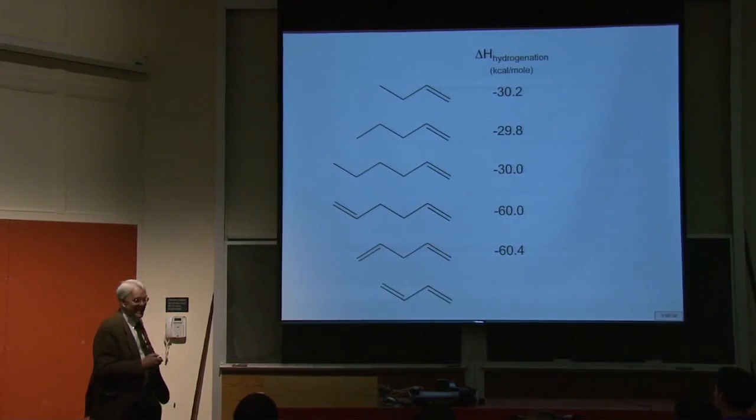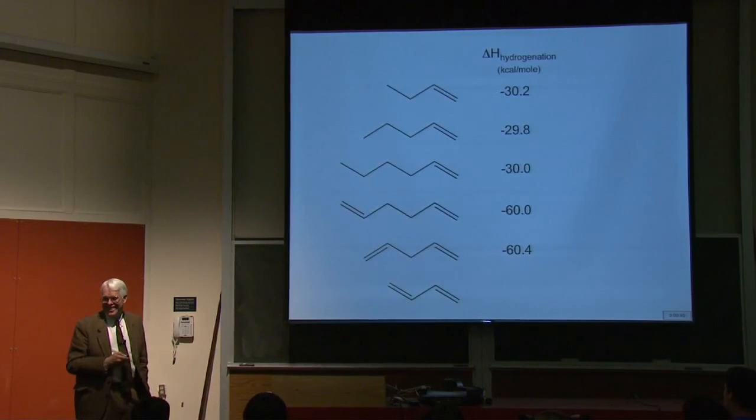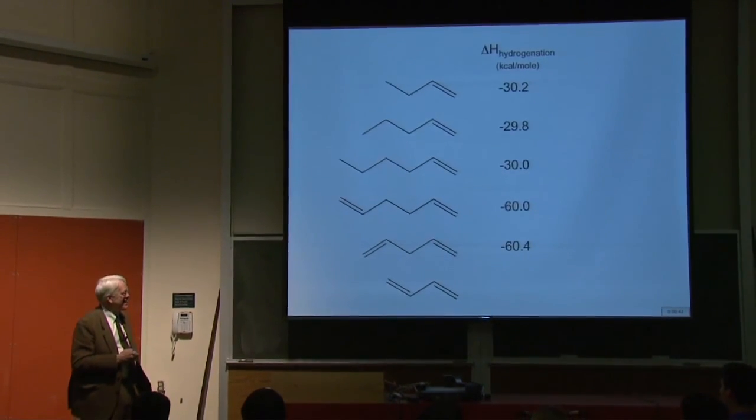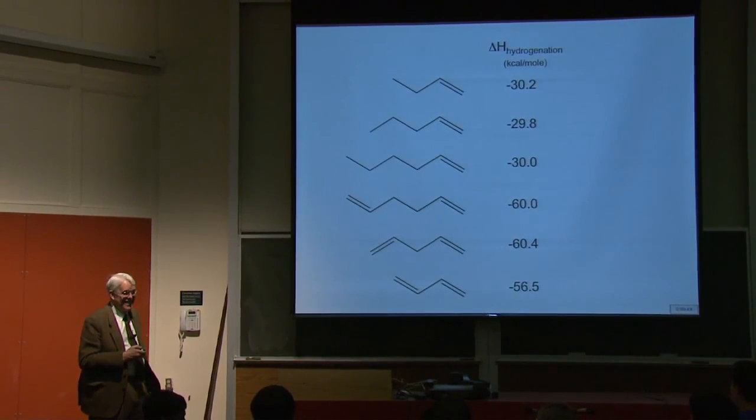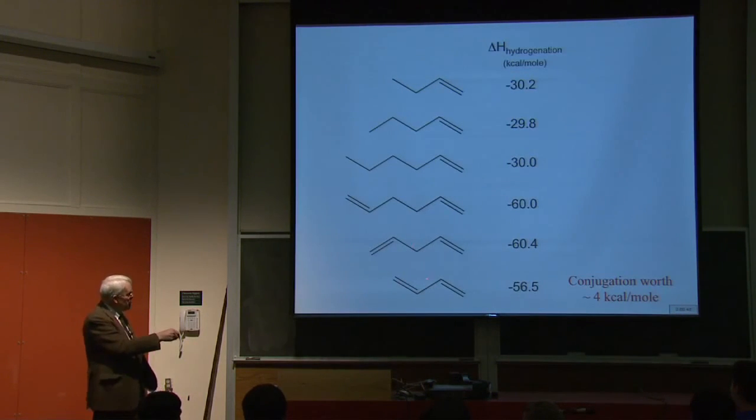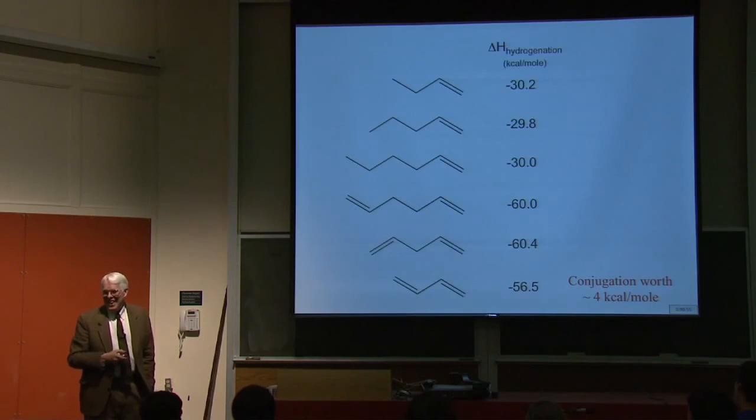How about this one? Something bigger. Much more. Oh, less. So with conjugation, this one is more stable. It doesn't give off as much heat, and it seems to be stable by about 4 kilocalories per mole. Okay, now you can go.